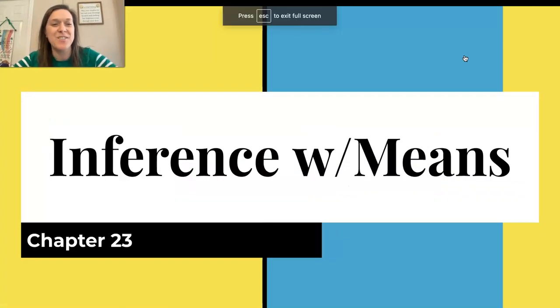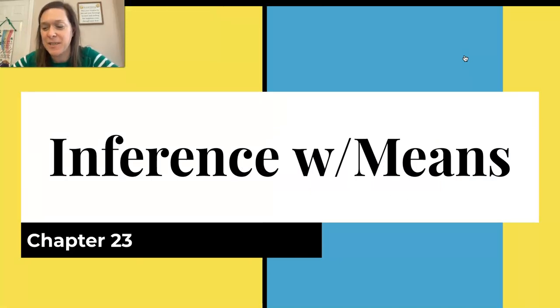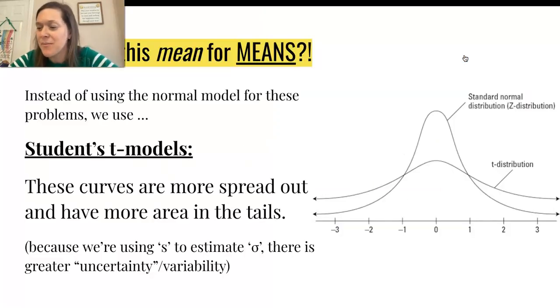Okay, so let's get into your chapter 23 notes. So now we're going to start talking about inference with means. We talked about William Gossett in class and how he discovered the issues that were occurring using the normal model for really small sample sizes. So what does this mean? Instead of using the normal model for these problems, we are going to start using the student's T models.